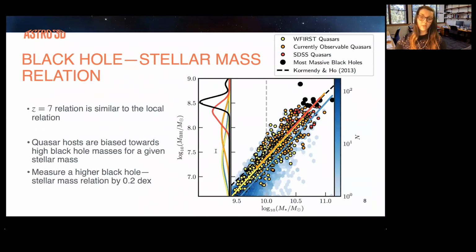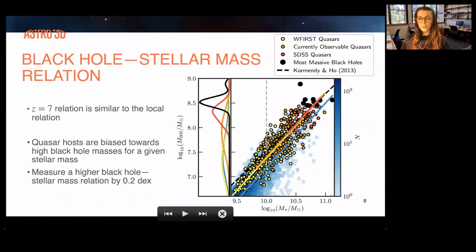We can also have a look at what we predict for the black hole stellar mass relation at redshift 7. So here we have the black hole stellar mass relation, again, BlueTides galaxies in blue. The local relationship is given as the black dashed line, which you may be able to see here. And so the redshift 7 relation of BlueTides galaxies is actually reasonably similar to what we see at low redshift. However, it is slightly offset.